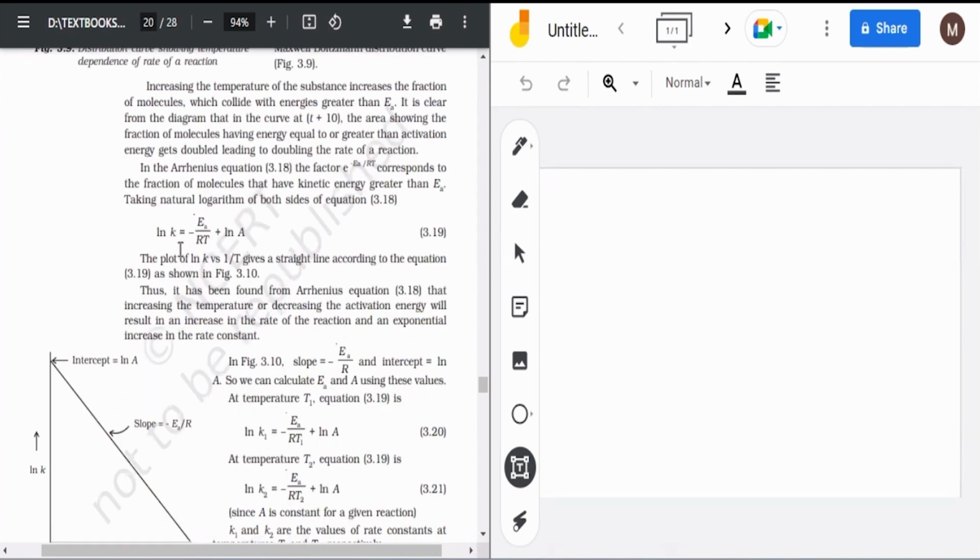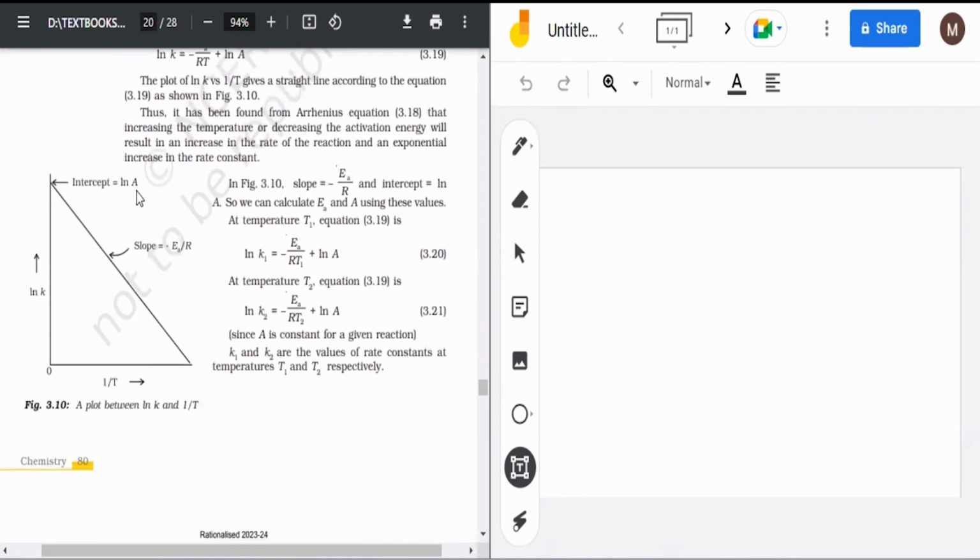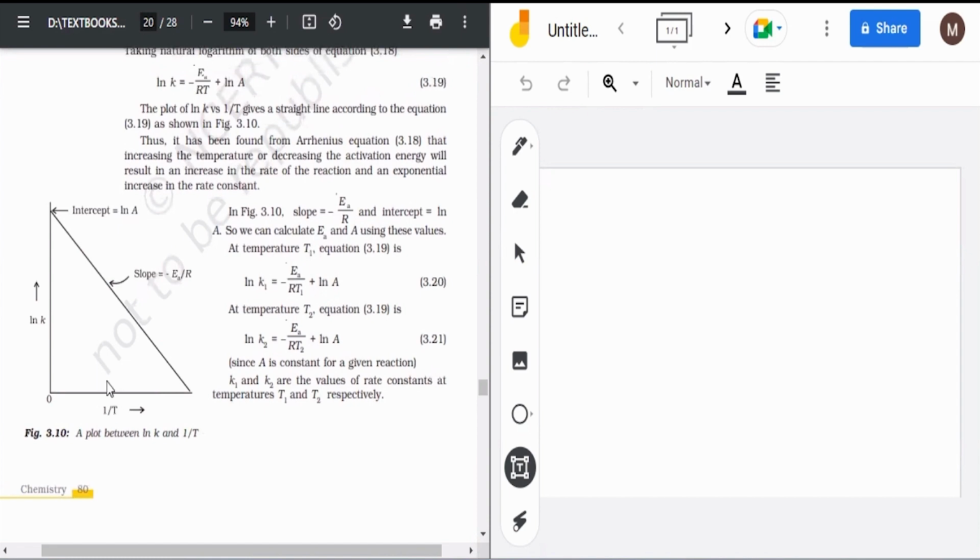बाकी ये जो k इज इक्वल टू A e की पावर माइनस E बाई RT था, उसको मैंने ln के फॉर्म में लिखा. दोनों तरफ ln ले लिया, देन आई विल गेट ln k इज इक्वल टू माइनस E बाई RT प्लस ln A. Then I can define its graph taking 1 by T on the x-axis and ln k as my y. We will get minus E by R as our slope. Slope is negative, so we are getting a negative slope graph, and ln A will be our intercept.